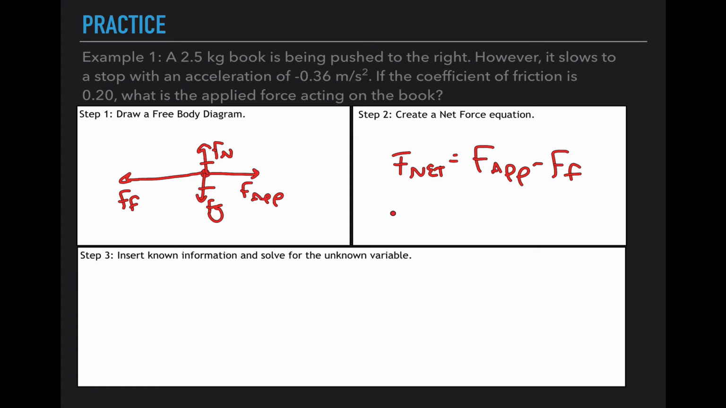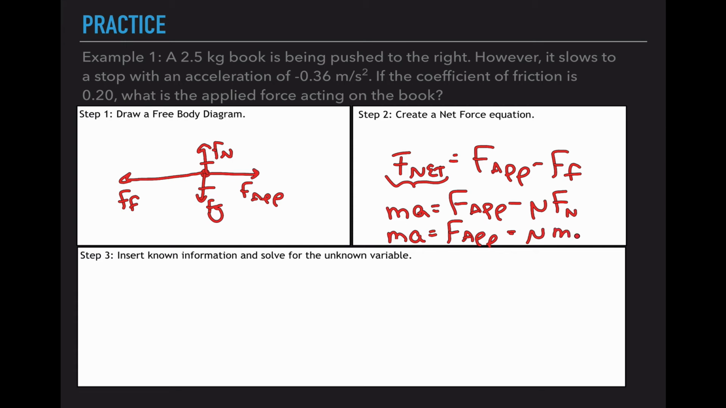Now I'm going to make two substitutions. This first part, I'm going to substitute m times a. F applied is going to stay the same, and Ff, I'm going to substitute mu Fn. Now I'm going to make one more substitution, because they didn't give me Fn, but they did give me the mass. So m times a equals F applied minus mu mg. So I'm going to substitute Fn equals mg here. I'm going to rewrite that equation down in step 3.